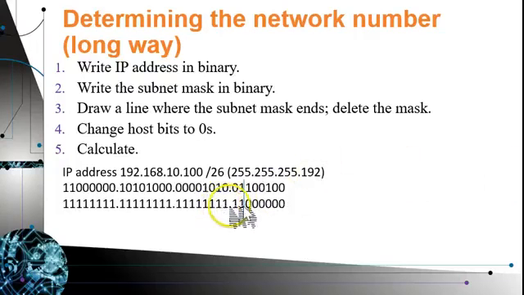And here are the first 3 steps. The IP address 192.168.10.100 is given right here in binary. This first line of ones and zeros, that is step number 1.